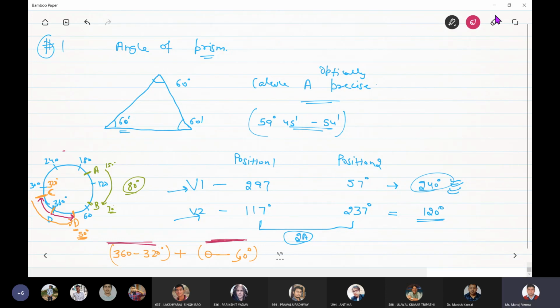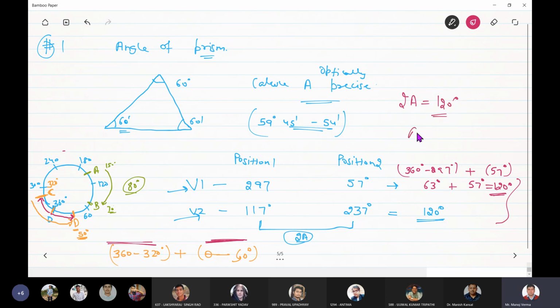So the correct way to calculate this positional change is to write 360 minus 297 degrees plus 57 degree. If you calculate this, it will be 63 degree plus 57 degree, so it will again come to 120 degree. So in both cases, we have seen 2A is coming to be 120 degree. So A will be 60 degree, roughly. I am not considering the vernier scale.